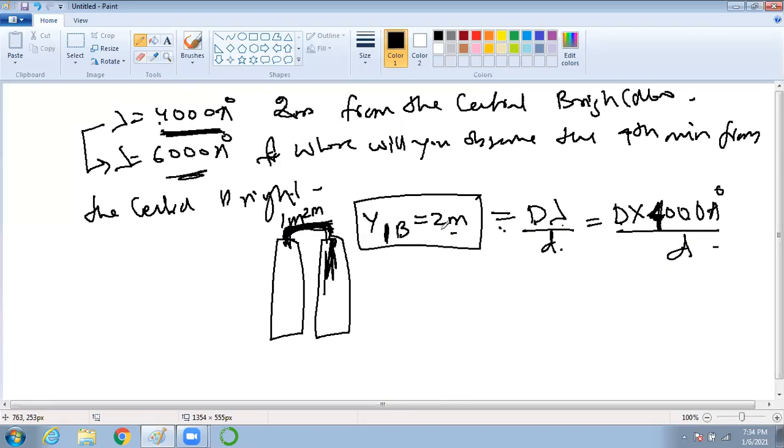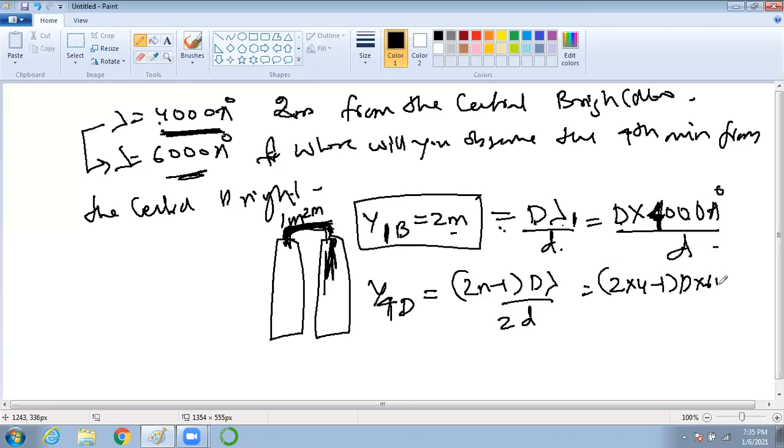Understood, all of you? What happened now? Now I change the light. Now let's say this is lambda 1. Now my light is changed. Now I will get the fourth dark fringe. Where will I get the fourth dark fringe from the central bright? So what should I do? Same formula, (2n minus 1) D lambda by 2d. So it will be 2 into 4 minus 1, D into 6,000.